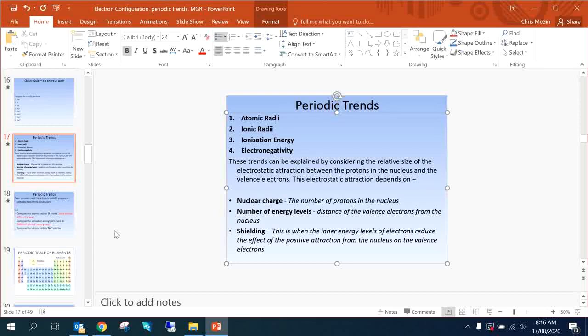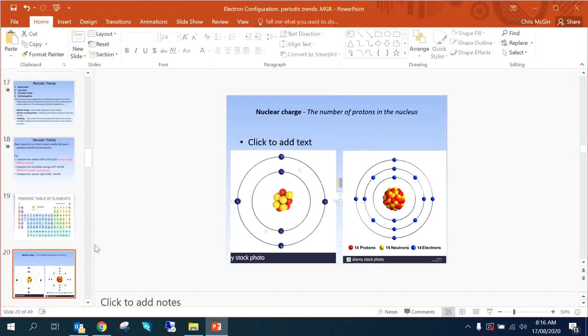That's the number of protons in a nucleus. So that should be relatively self-explanatory. But here is a carbon atom and a silicon atom to compare. Carbon has 6 protons in its nucleus, whereas silicon has 14. Therefore, carbon has a smaller nuclear charge than that of silicon because it's got 6 positive protons. Silicon's got 14 positive protons.